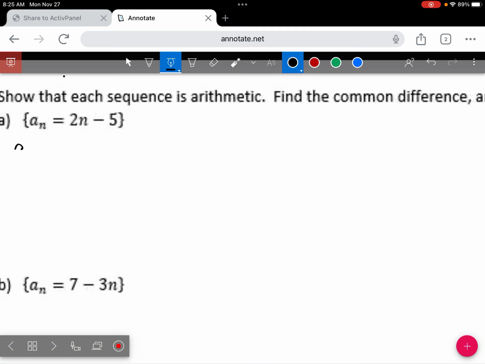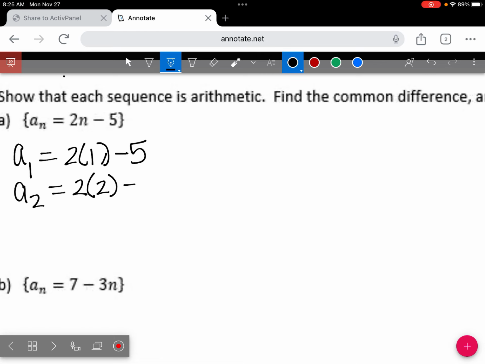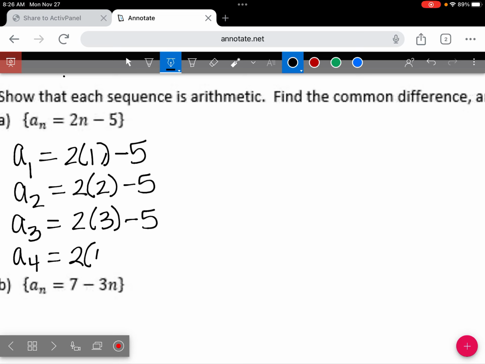So A1 is 2 times 1 minus 5. A2 is 2 times 2 minus 5. A3 is 2 times 3 minus 5. And A4 is 2 times 4 minus 5. So go ahead and find your first 4 numbers and then figure out what number they're adding.